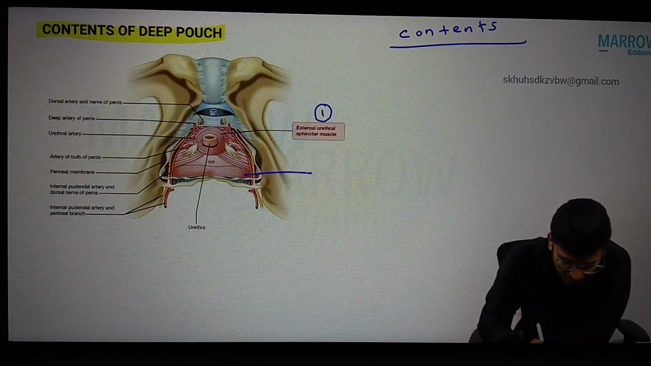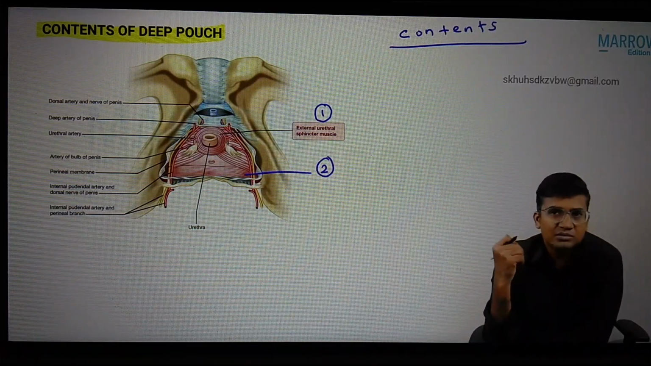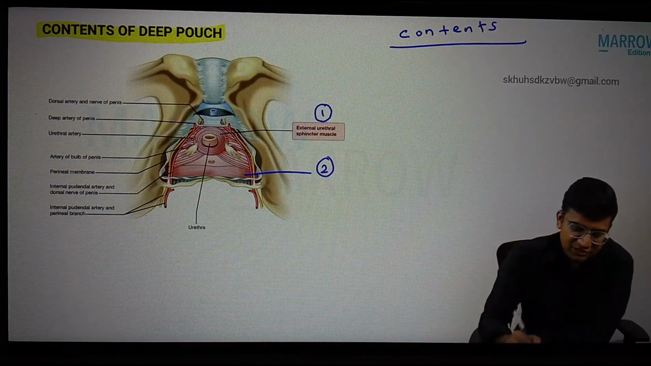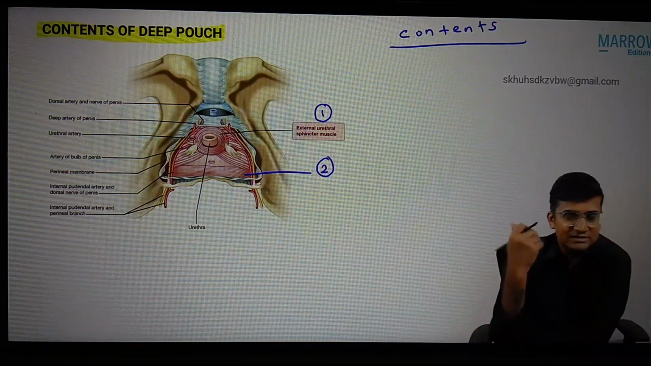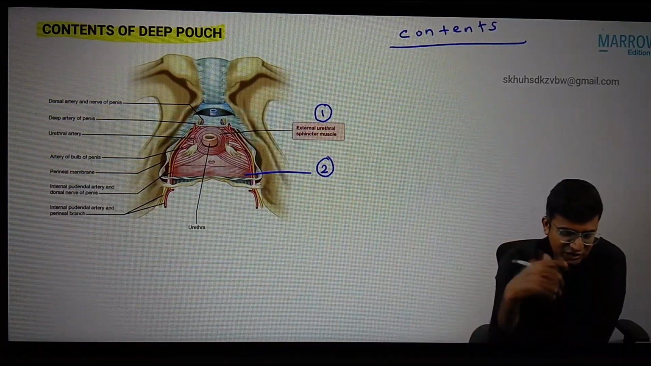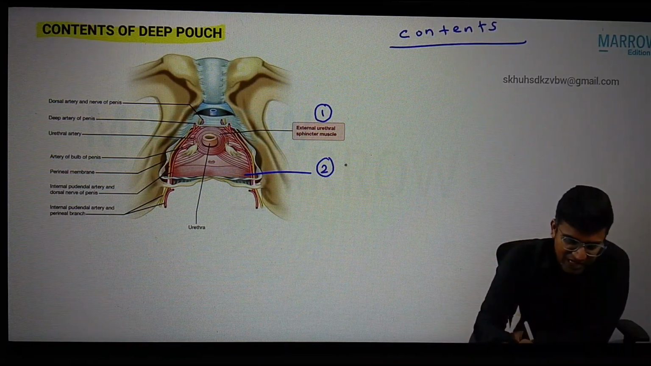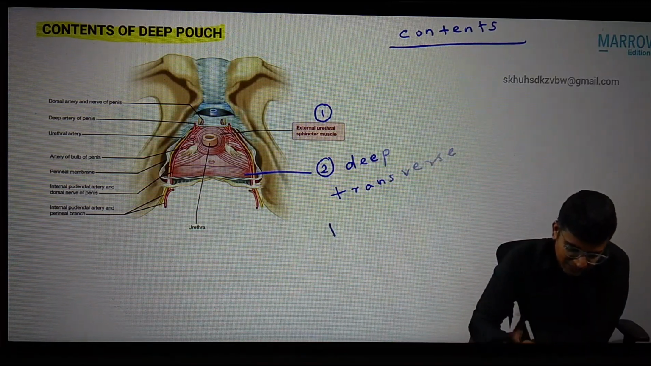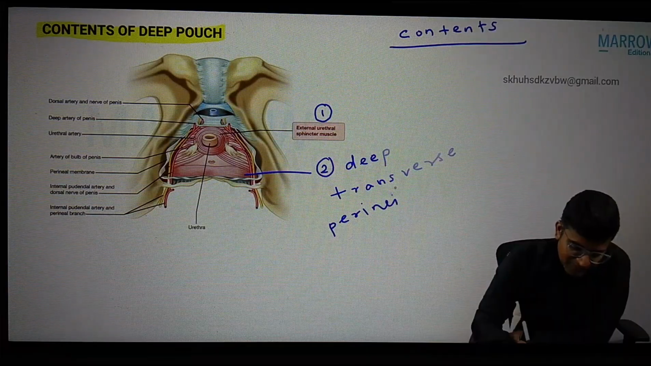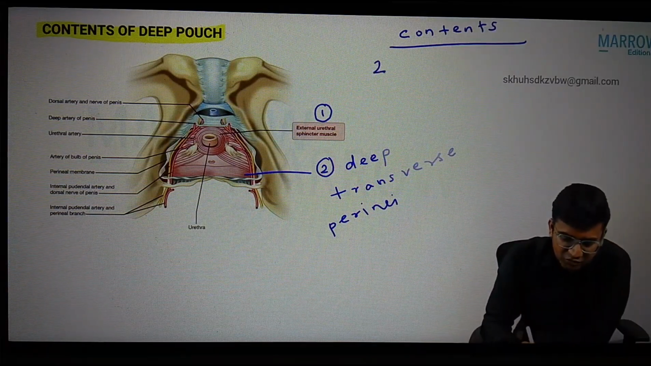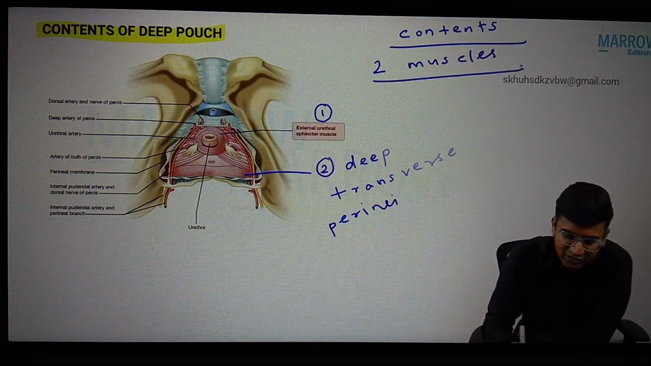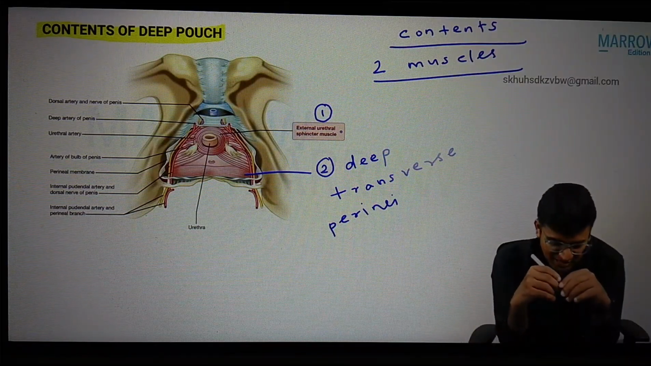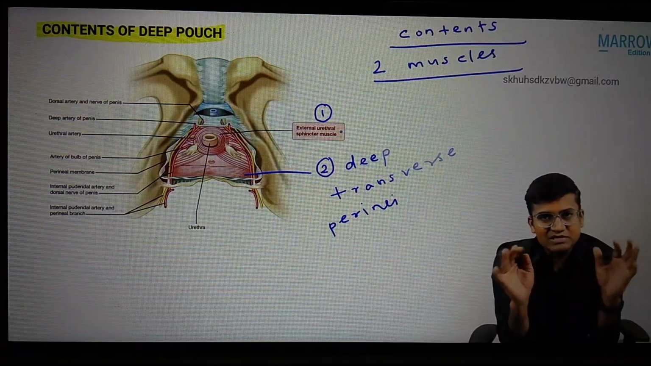And we have one more muscle, present in the perineum and transversely oriented. That muscle is called the transverse perinei, present in the deep space, so it is called the deep transverse perinei muscle. So the deep space contains two muscles: the external urethral sphincter, or sphincter urethrae muscle, and the deep transverse perinei muscle.